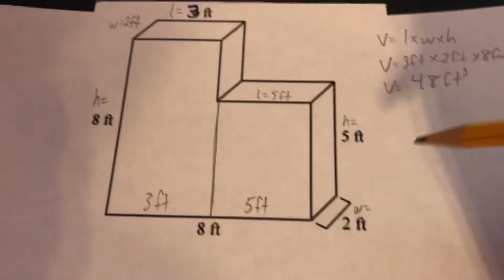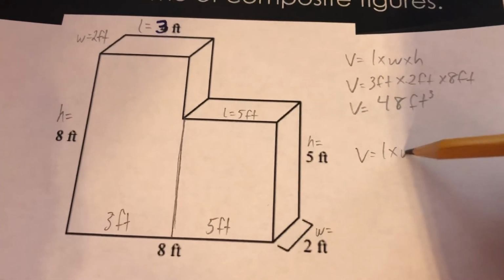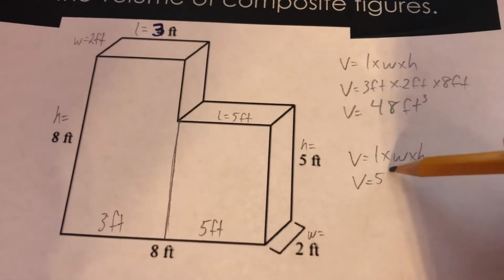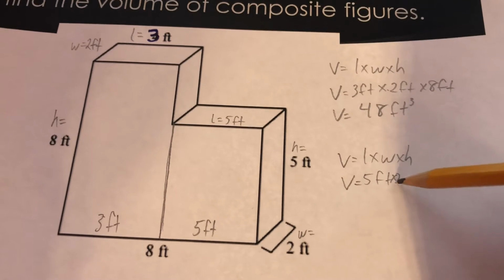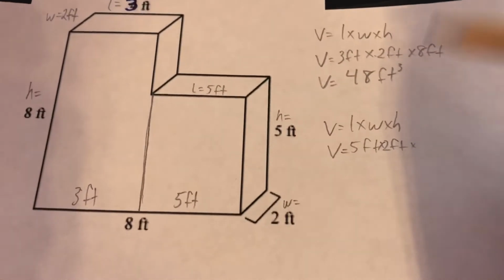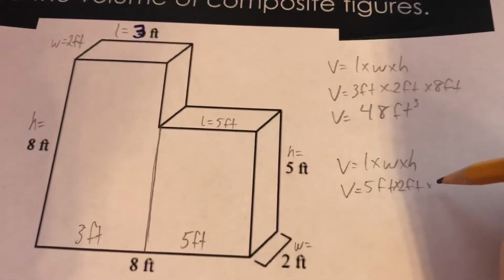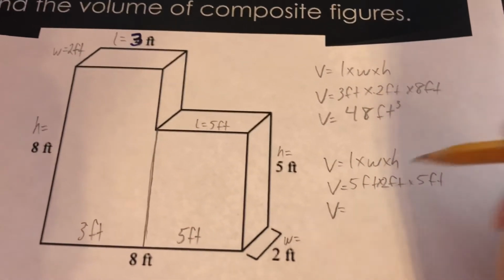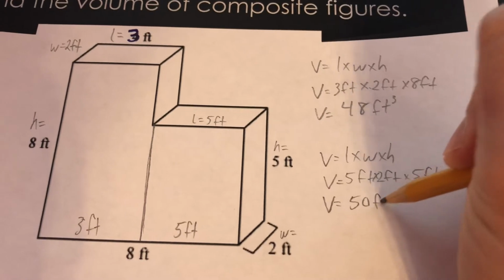All right, smaller one on the right. Volume equals length times width times height. Volume equals, okay, 5 feet by 2 feet, by 5 feet. Okay, 5 times 2 is 10, times 5 equals 50 cubic feet.